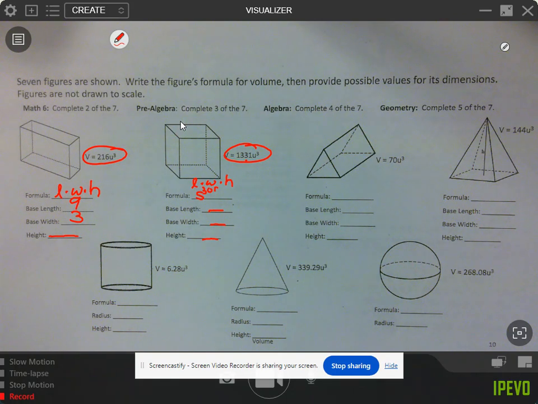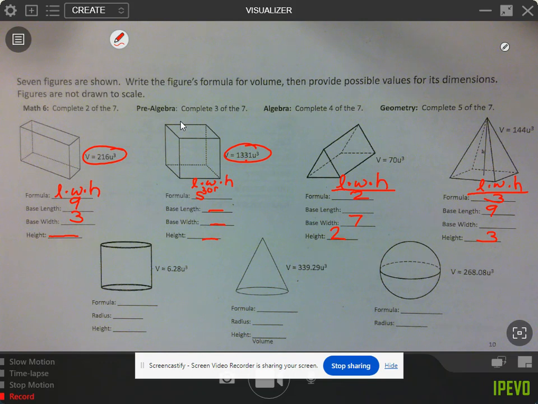Then we have our triangular prism, which is length times width times height divided by 2. And he's giving us a width of 7 and a height of 2. For our pyramid, it's length times width times height divided by 3, giving us a length of 9 and a height of 3.